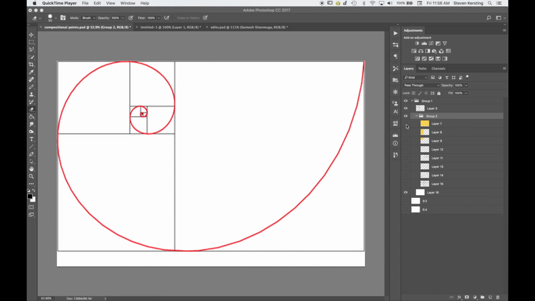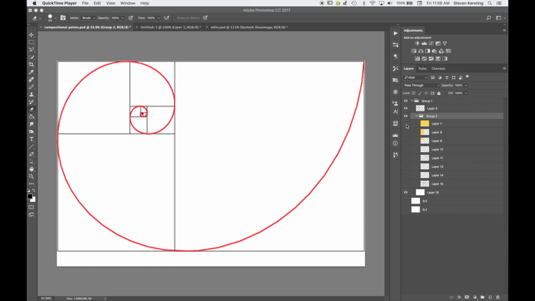Hi, my name is Stephen Kirsting, and in this video I want to discuss compositional guides, crop overlays in Photoshop and Lightroom, and why they don't matter at all and when they do matter.